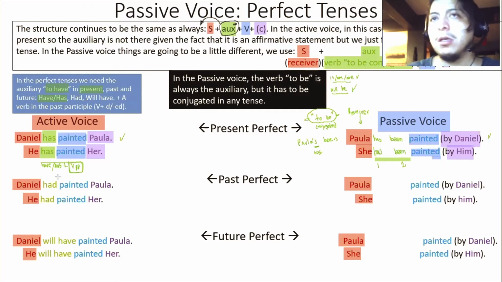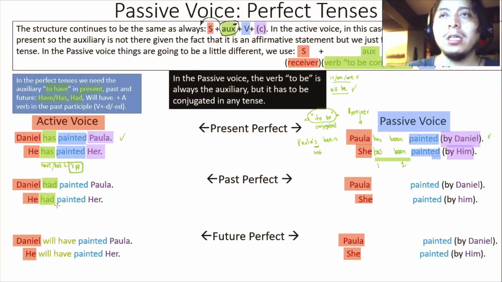We need a subject, the doer of the action. In this case, it is Daniel. If we want to replace Daniel because he is the subject, we can replace him with a personal pronoun, he. The auxiliary for the past perfect is the verb to have, but in the past, not in the present. This is the past perfect. So the past of have is had.